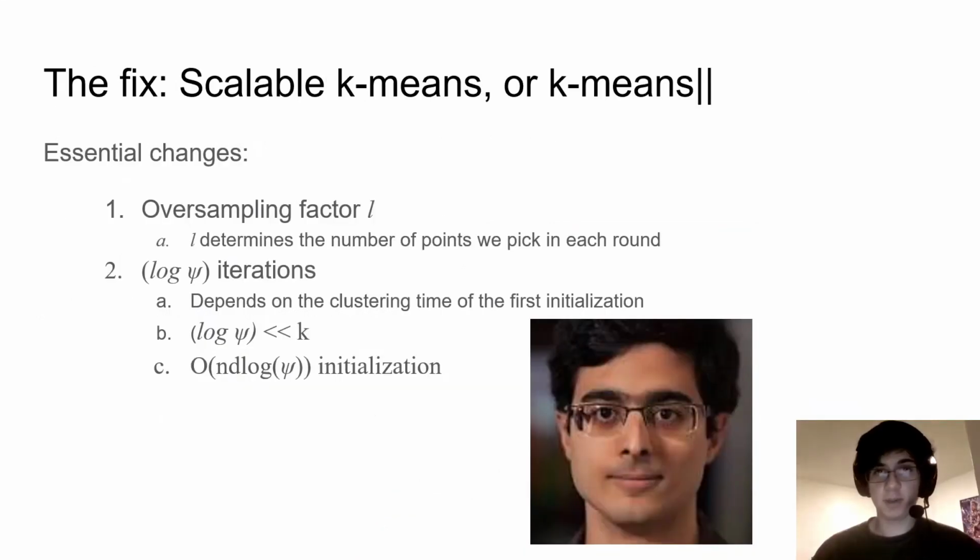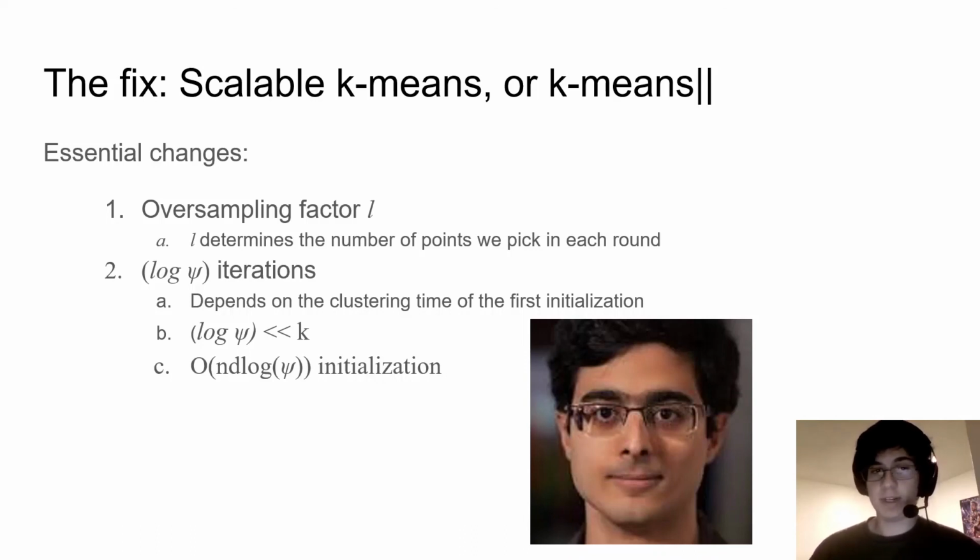To fix these problems, we can use scalable k-means, or for shorthand, k-means parallel. K-means parallel was created by the guy on the screen, Bahman Bahmani, to improve the scalability of k-means++, and in his paper he showed there were 2 important factors to improving the scalability. The first one was the oversampling factor L. L is the number of points we pick at each iteration. In k-means++ we just picked 1 point in each iteration and we did that k times, so we'd get k centers, but in k-means parallel we sample L points at each iteration in expectation.